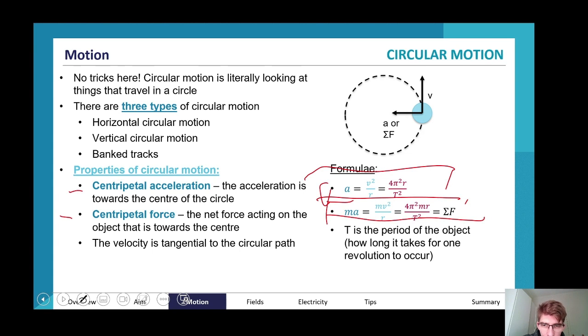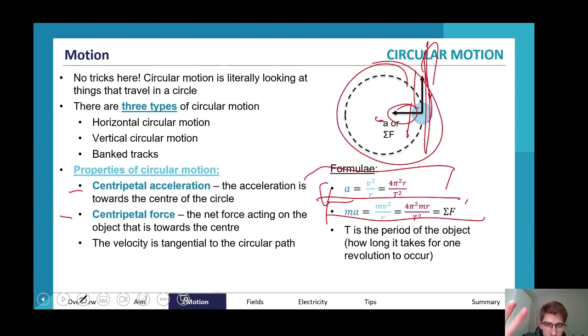And T is the period of the object, referring to how long it takes for the object to make one full revolution. So T is the period that it takes for an object to make a full revolution. Acceleration is towards the center. Velocity is tangential to the circular path. That is, if this object were to stop going in circles, it would just go off in a straight line.